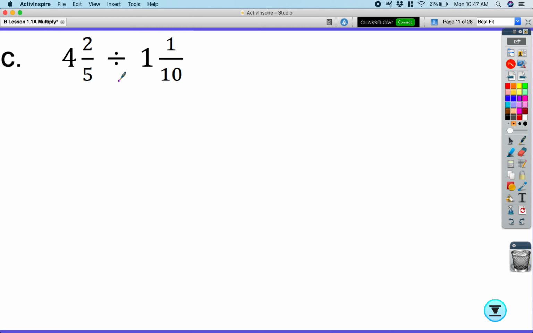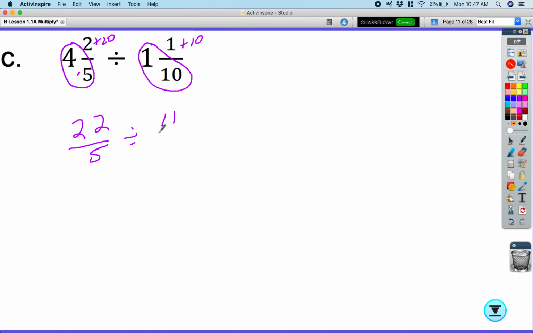Okay, finally let's go and look at this one. I have two mixed numbers, so let's turn these into two improper fractions. 4 times 5 is 20, and I'm just going to add that to the numerator to get 22 over 5. Now we're going to do the second one. So then this will be 1 times 10 is 10, plus 1 is 11. So the only thing I did here was turn these mixed numbers into improper fractions.